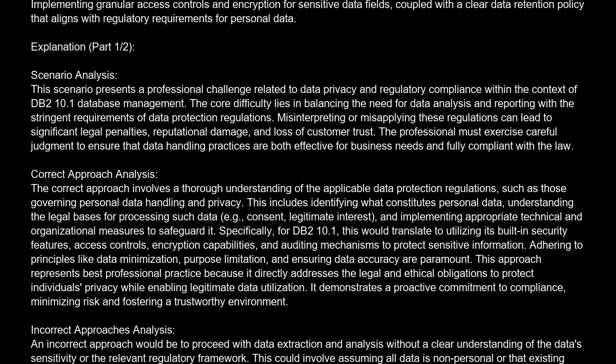Specifically for DB2 One, this would translate to utilizing its built-in security features, access controls, encryption capabilities, and auditing mechanisms to protect sensitive information. Adhering to principles like data minimization, purpose limitation, and ensuring data accuracy are paramount. This approach represents best professional practice because it directly addresses the legal and ethical obligations to protect individuals' privacy while enabling legitimate data utilization. It demonstrates a proactive commitment to compliance, minimizing risk and fostering a trustworthy environment.